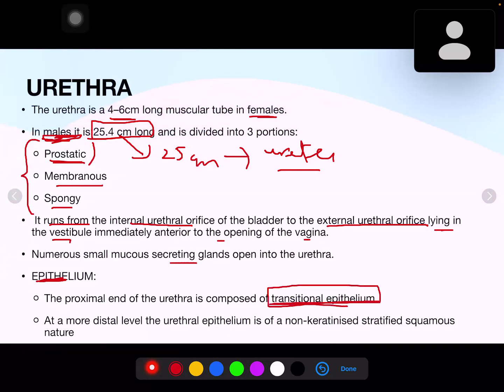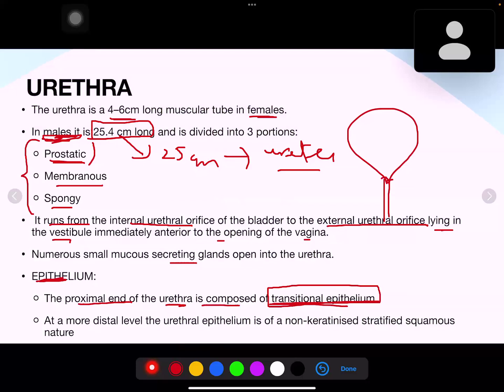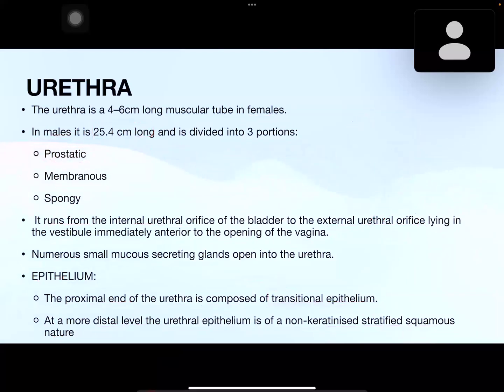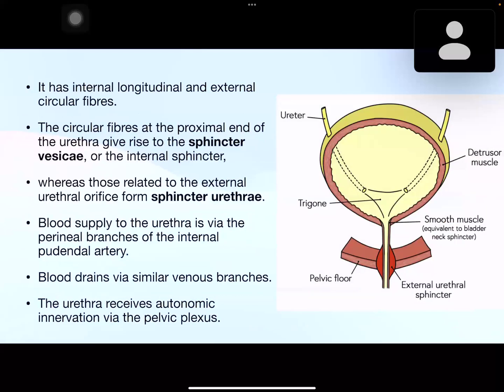Bladder also has the same transitional epithelium, and the distal portion, the distal-level urethral epithelium, is of non-keratinized stratified squamous nature. Now the lower part would be the stratified squamous epithelium, and the upper part would be like the bladder transitional epithelium. Okay, so this was the epithelium of the urethra.